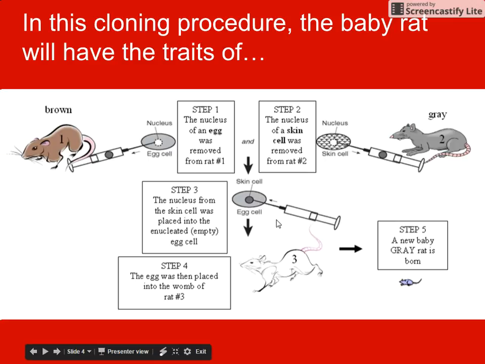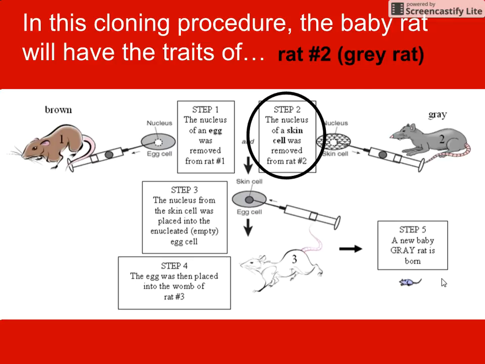Remember, that egg cell's DNA was gone. The nucleus from that egg cell is gone. So the nucleus from the skin cell was placed into the enucleated, or empty, egg cell. In step 4, that egg cell with the genetic information from rat 2 was then placed into the womb of rat 3. All rat 3 did was provide a nice, safe environment for the baby rat to develop. It did not provide any genetic information. In step 5, a new baby gray rat was born. So hopefully you were able to tell us rat number 2, the gray rat.